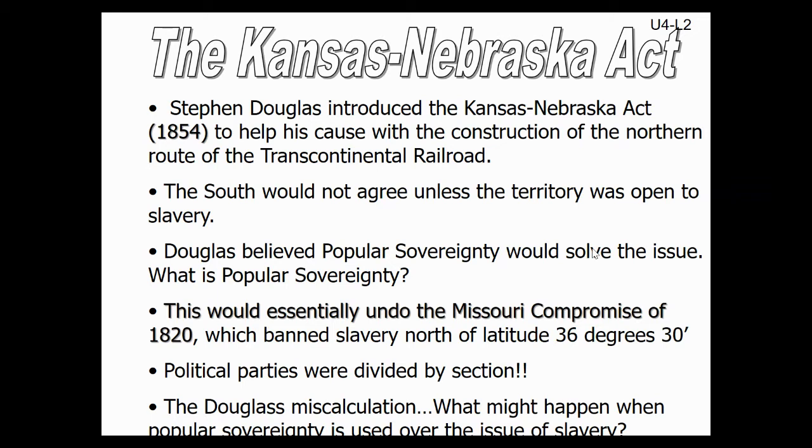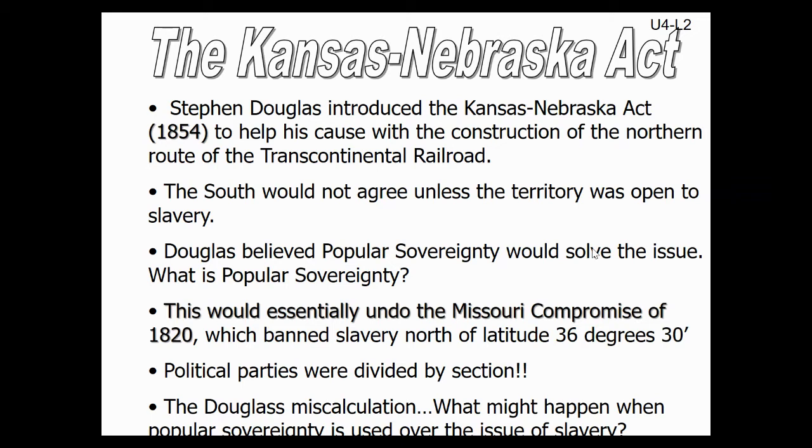Politicians were very divided on this. Stephen Douglas expected this issue to be solved peacefully, just by letting people vote and letting the state decide. Unfortunately, he was wrong, because we're going to see a bunch of violence break out because of this Kansas-Nebraska Act.